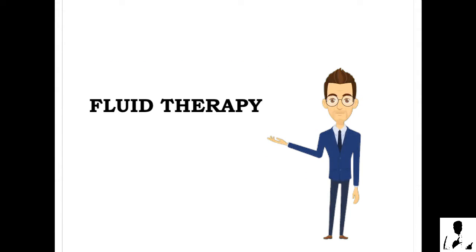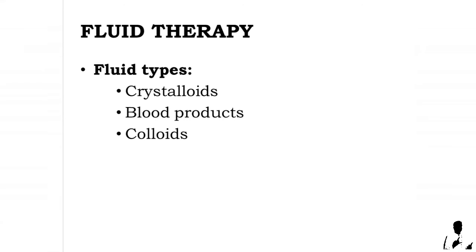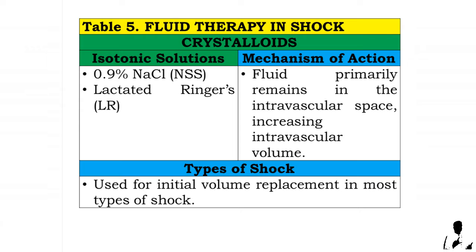Fluid therapy. Fluid types used in the management of shock are as follows: crystalloids, blood products, and colloids. Crystalloids. An example is isotonic solutions such as 0.9% sodium chloride or NSS and lactated ringers or LRS.